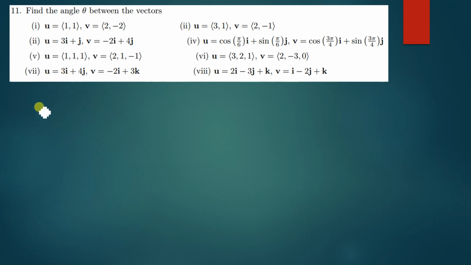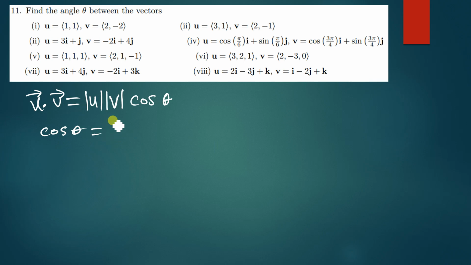We know that the dot product of u and v, u dot v, is given by the magnitude of u times the magnitude of v cos theta. We are trying to find theta, so we're going to divide everything by the magnitudes. So we say cos theta is equal to u dot v, everything over the magnitude of u times the magnitude of v. Now what you do with this is that you find u dot v.